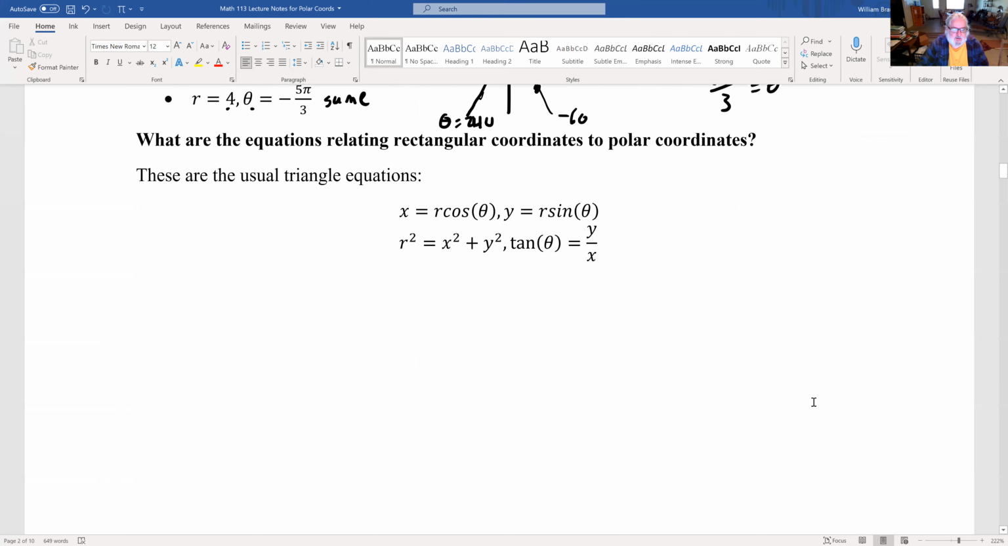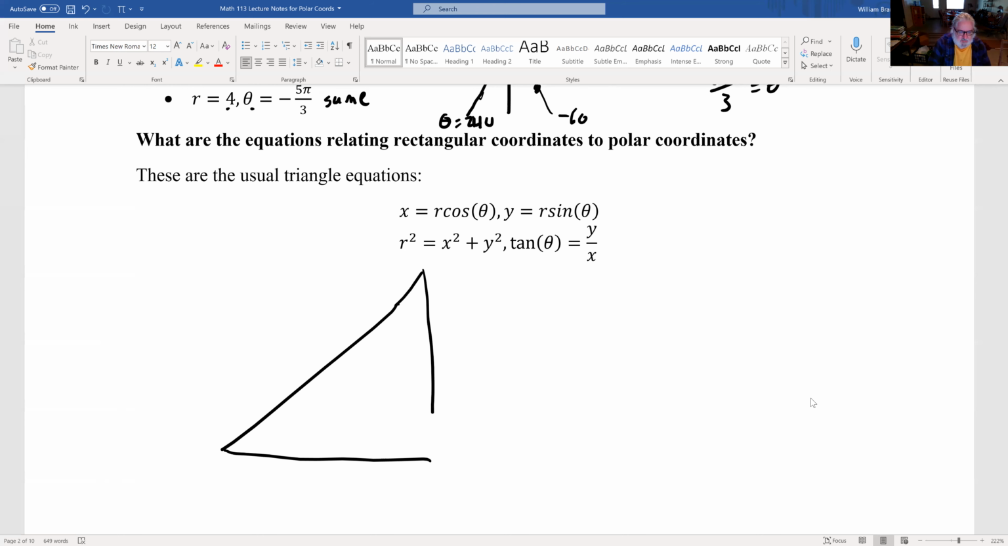always happen. Okay, so what are the equations relating rectangular coordinates to polar coordinates? We saw a couple of these. And it's all based on our basic right triangle. If this is r, this is x, and this is y, that's theta. X is r cosine theta, y is r sine theta. R squared, right, it's the hypotenuse, so it's x squared plus y squared. Tangent theta is opposite over adjacent. So we can switch between x and y coordinates and r and theta coordinates by using these equations.